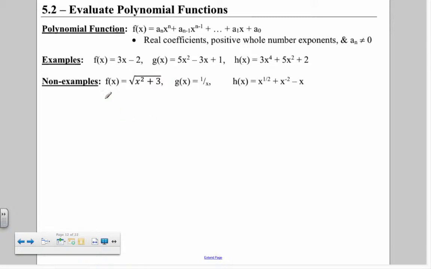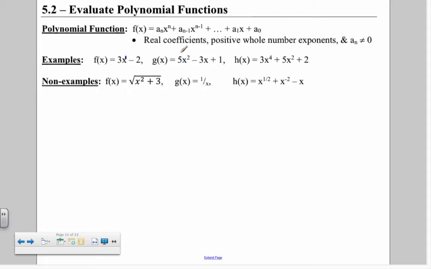Here we have f of x equals 3x plus 2 minus 2. Let's check and see. Well, real coefficients, yep, 3 is definitely a real number. And positive whole number exponents, well, this has an exponent of 1, right? And so yes, that's a positive whole number exponent. Okay, let's move on to the next one.